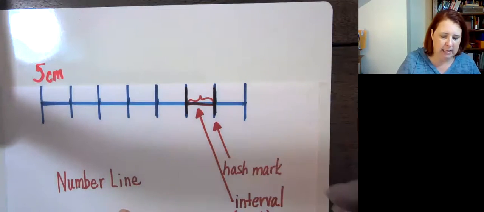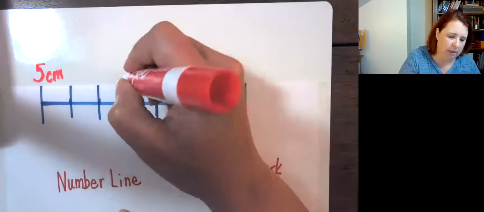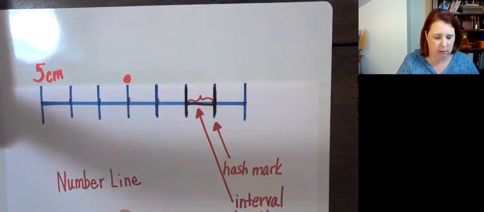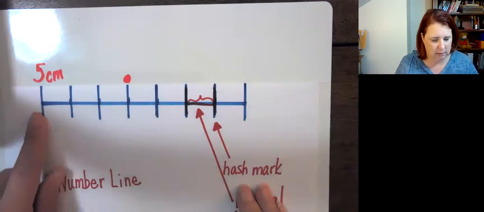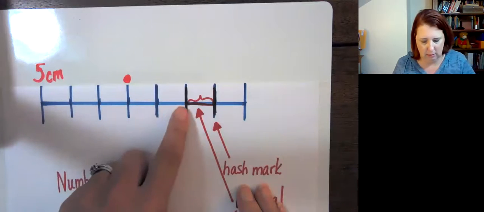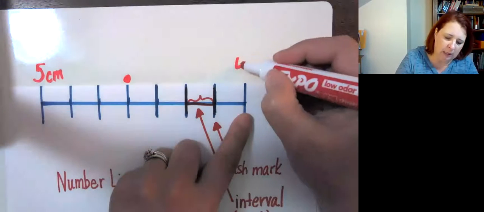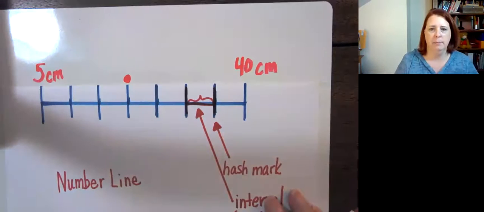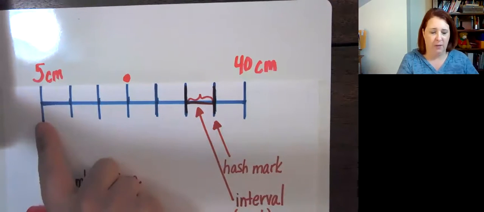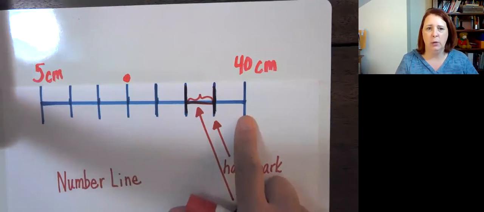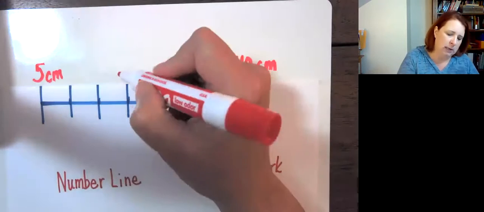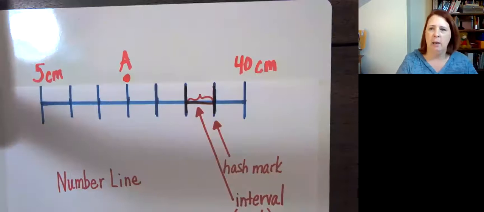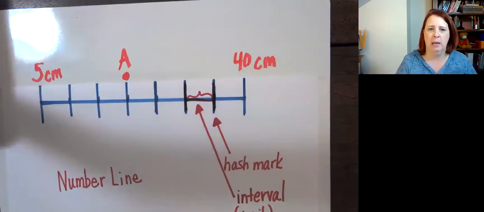Let's say we want to know what this line right here is. So we need a number out here. I'm going to say that this is 40 centimeters. So we know our beginning is 5. We know our end is 40. But what I want to know is, what is letter A? What's the measurement of letter A?